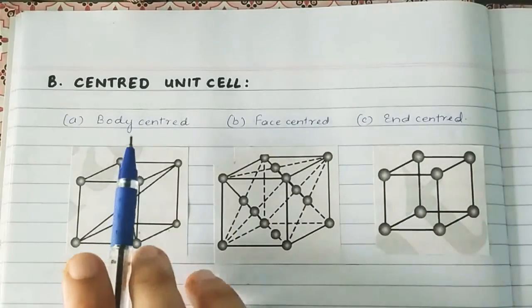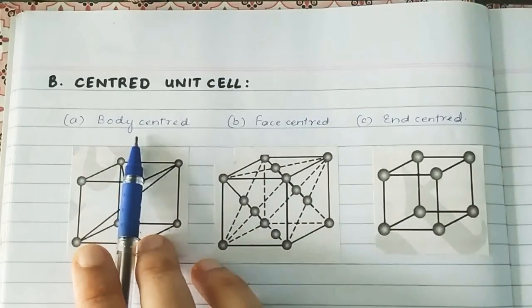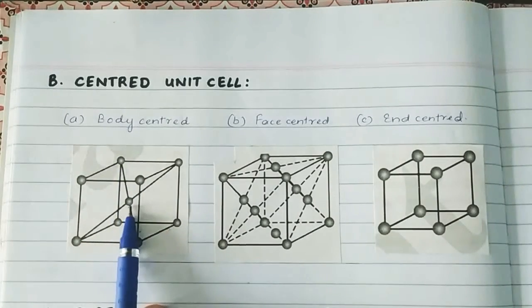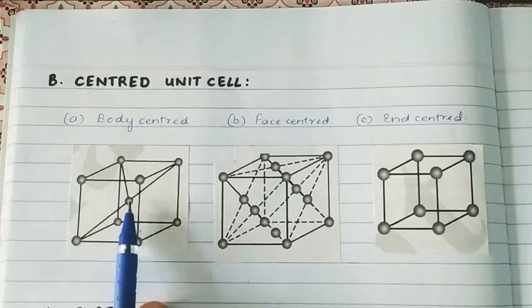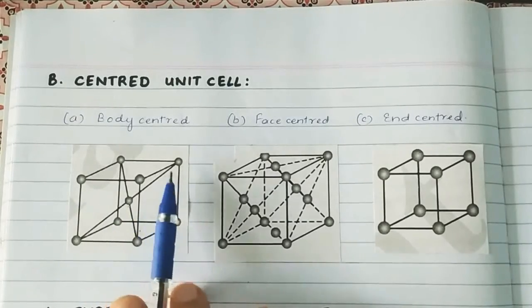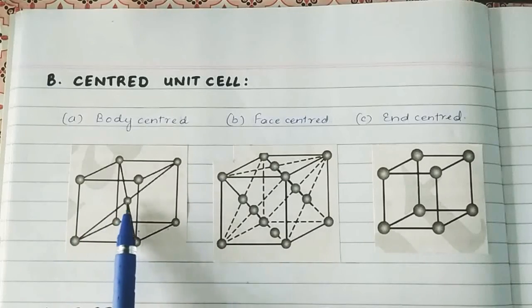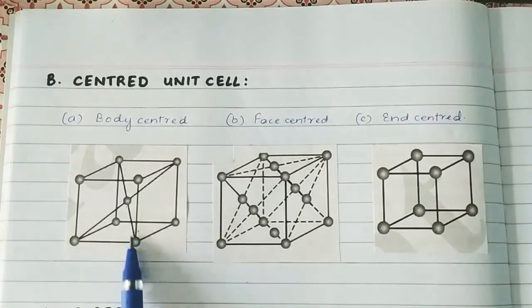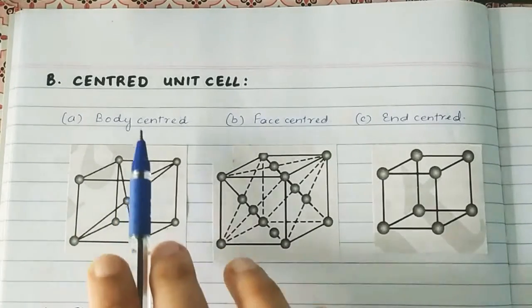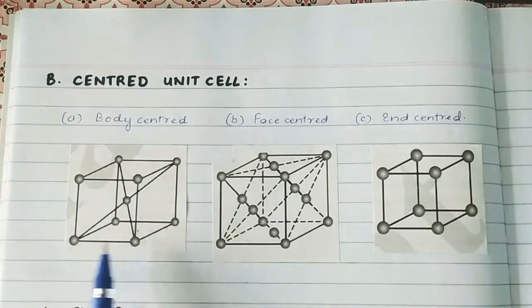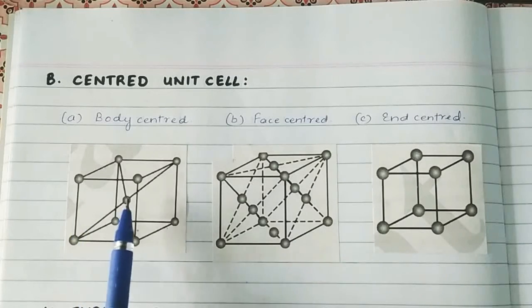So the first is body centered. Body centered means the atom is present at the center of the cube. Can you imagine that this atom is present at the center of the whole cube? This is the distance from each corner of it. Okay, this is body centered. So in addition to the particles that are at the corners, there is one particle present at the center of the body of the unit cell.